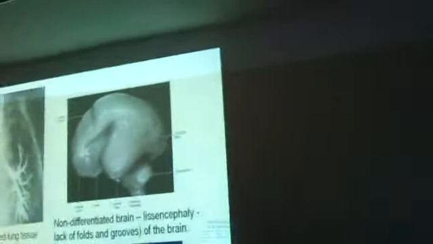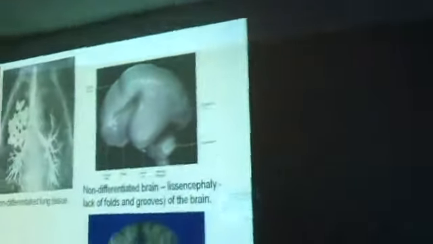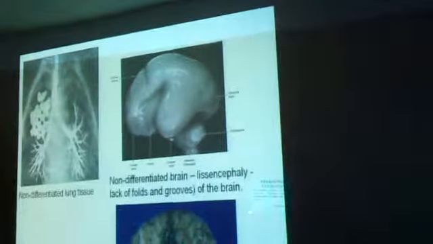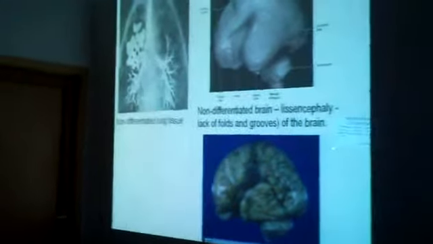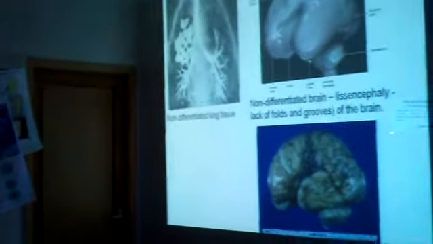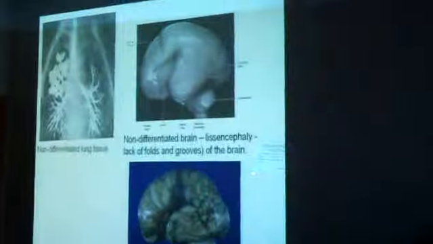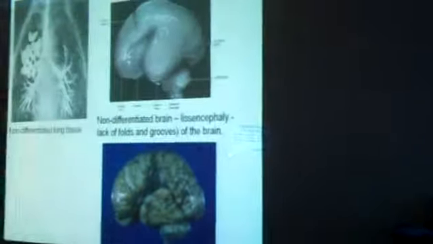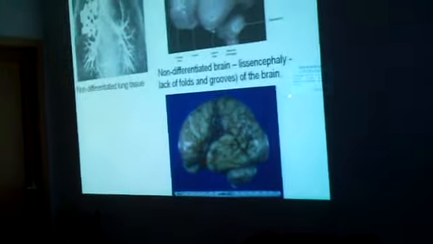And cell differentiation. Maybe non-differentiated tissue of lungs. Non-differentiated brain, no hills. What happened to that brain? The brain is non-differentiated, with no folds and no grooves. Brain of a fetus maybe. And below is the brain of a newborn, but underdeveloped.